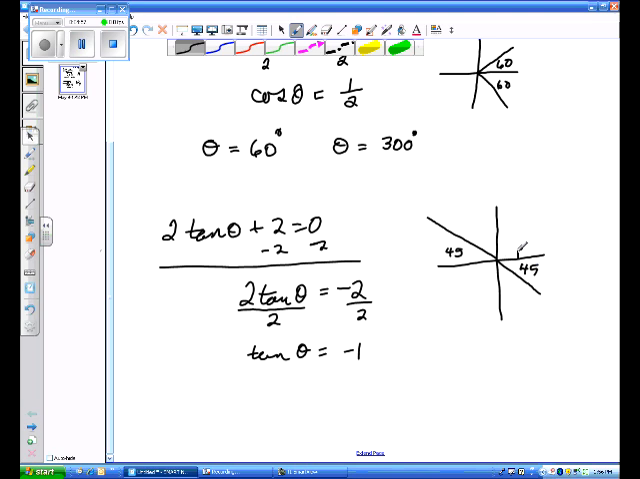So if our angle's in quadrant 2, it would be 180 minus 45, which would be 135, our angle of rotation. If we're in quadrant 4, it's 360 minus 45, or 315 degrees. And remember, we're giving these between 0 and 360, so you would always give them as positive angles.